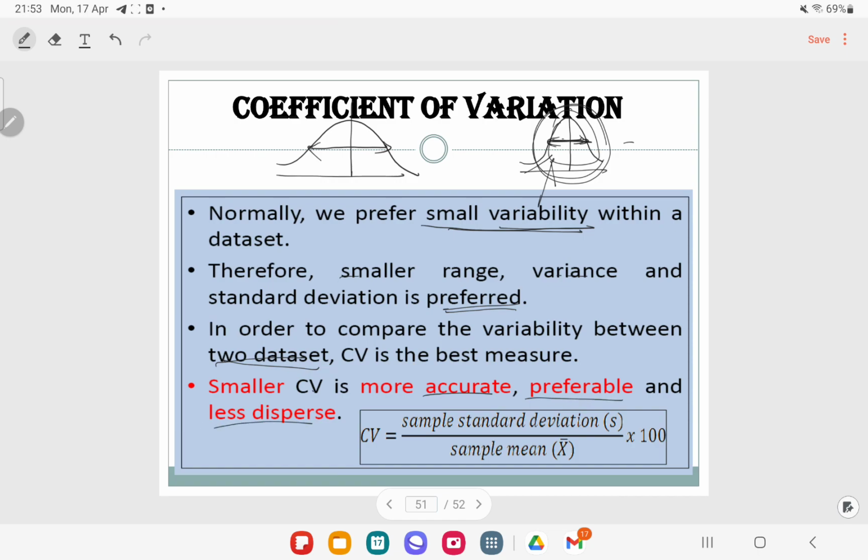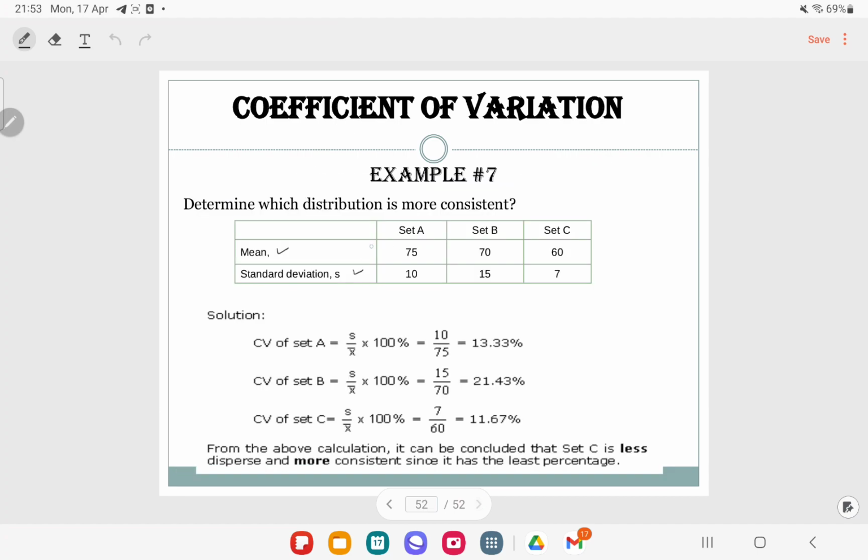So how to calculate the coefficient of variation? You just take the sample standard deviation divided by the sample mean value, multiplied by 100. So the value of the coefficient of variation will be in terms of a percentage. For example here, we can see 3 distributions. Then you calculate the values according to the formula.